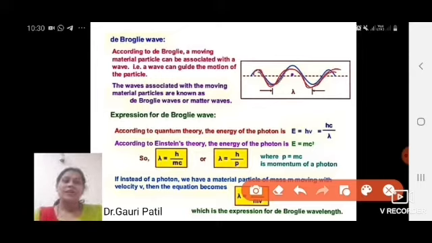In this figure, according to de Broglie and according to quantum theory, the energy of a photon E is equal to h nu.